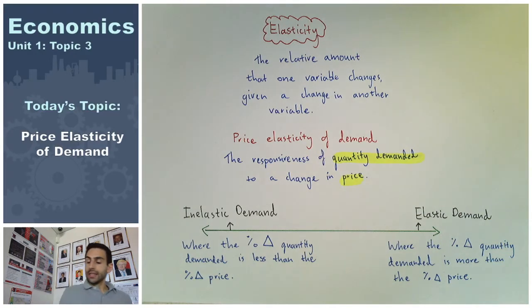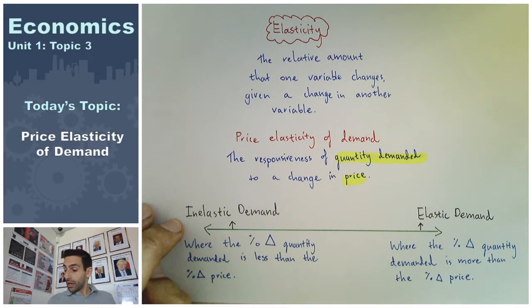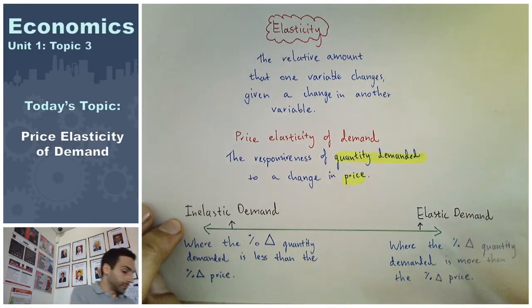Now, let's think about this using examples. I think examples just sort of make everything a little bit clearer. An example of a product which might have inelastic demand could be something like petrol.